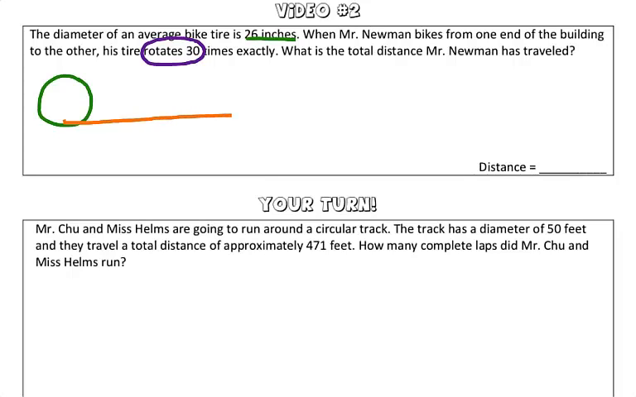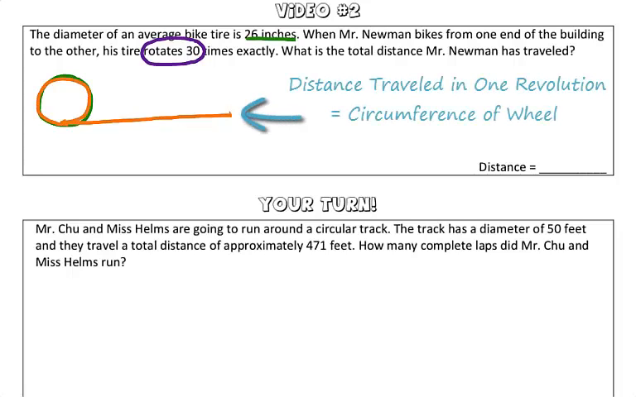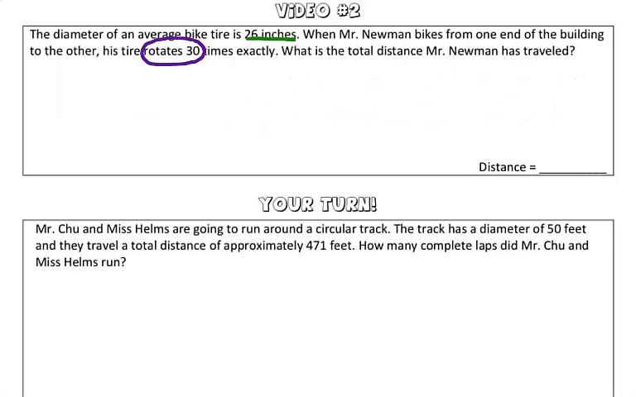So if we think about a tire, and if he starts at one point, and then goes to the other point, so start and end, this distance, if we were to wrap it around, is really just the circumference of the tire. So if we can calculate the circumference of the tire, we'll figure out how far he travels in one rotation.